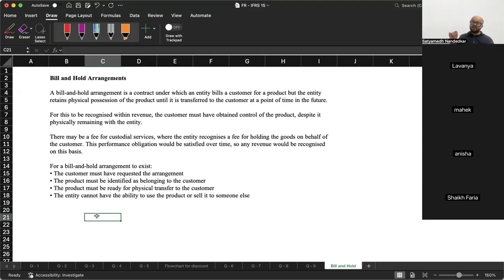ठीक है. The product must be ready for physical transfer and the entity cannot have the ability to use the product or sell it to someone else. The seller, he cannot sell it to anyone else. अभी वो टीवी मेरा है. He has to give it to me and to no one else. That is a bill and hold arrangement. And if that is the case, then full amount should be recognized as revenue. ठीक है. Have a look.